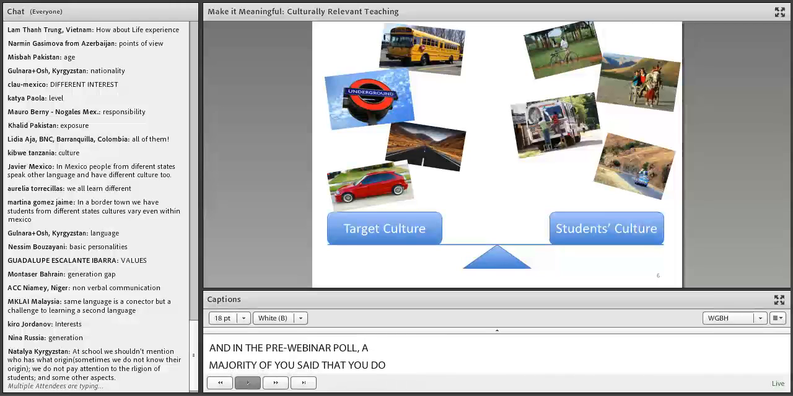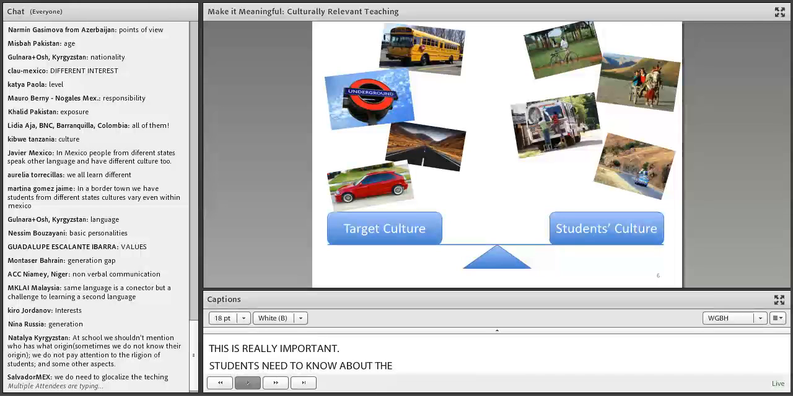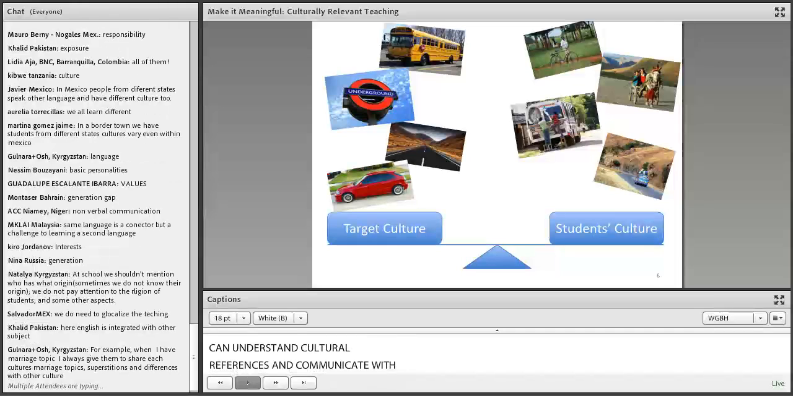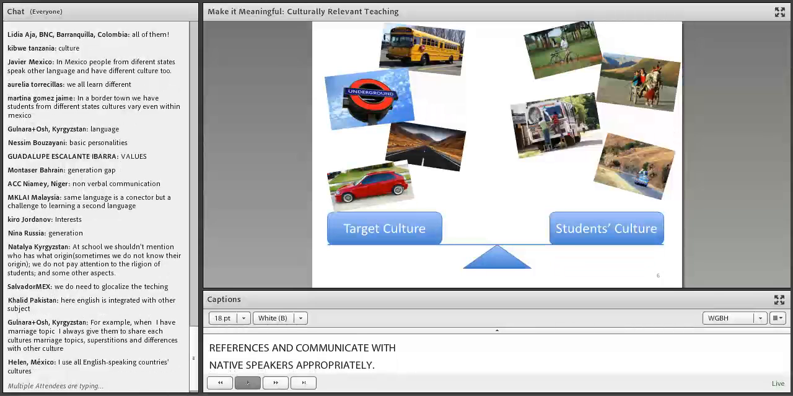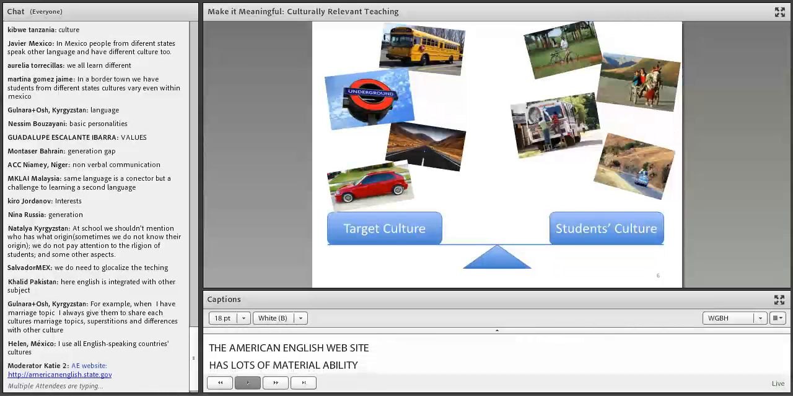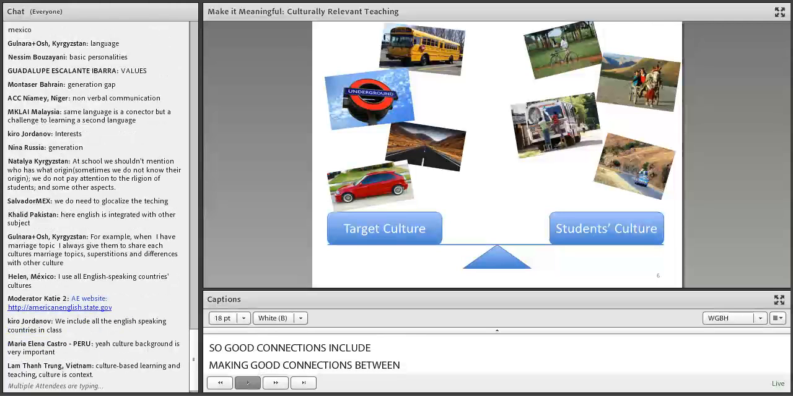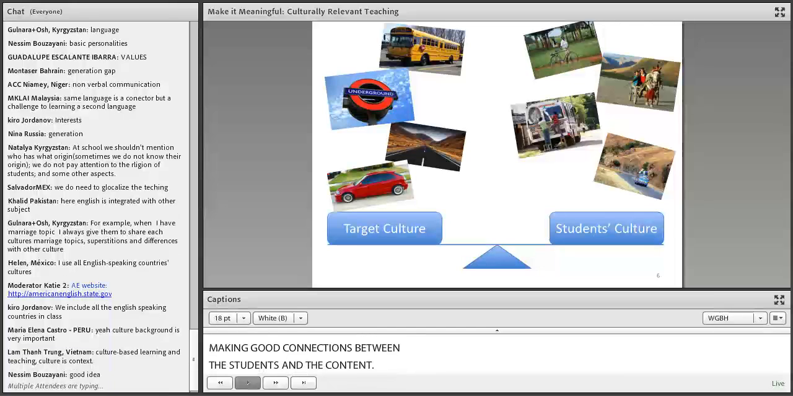This is really important. Students need to know about the cultures of the languages they're speaking so that they can understand cultural references and communicate with native speakers appropriately. The American English website has lots of materials about American culture that can help you do this. But culturally relevant language teaching also focuses on the students' own cultures. So good lessons depend on making the connection between students and the content. And teachers must know students' cultures to be able to do this. I hope that today's webinar will give you some techniques to be able to do this more effectively.